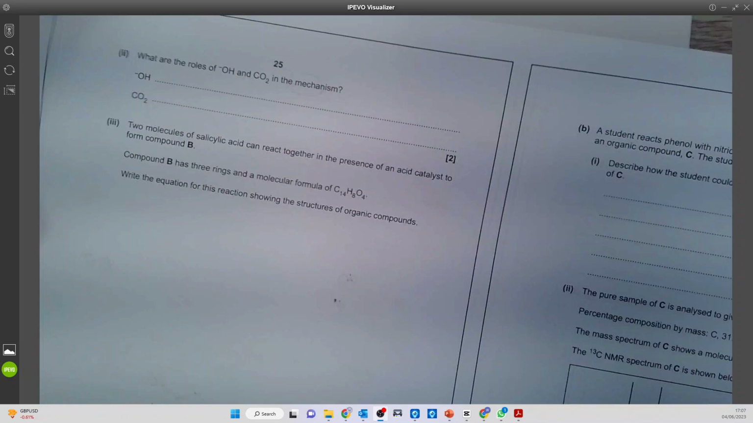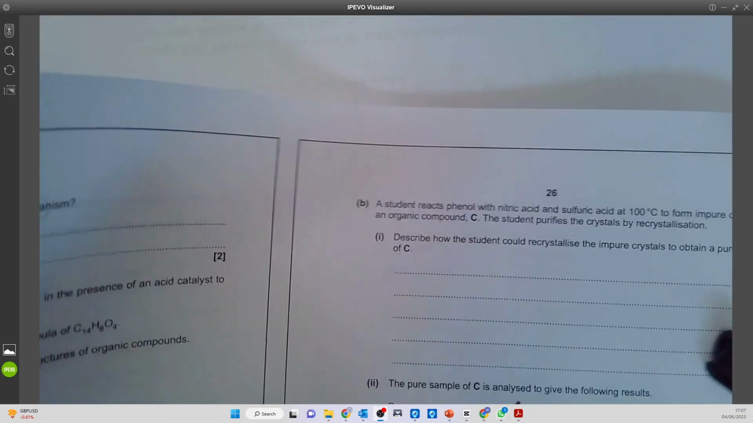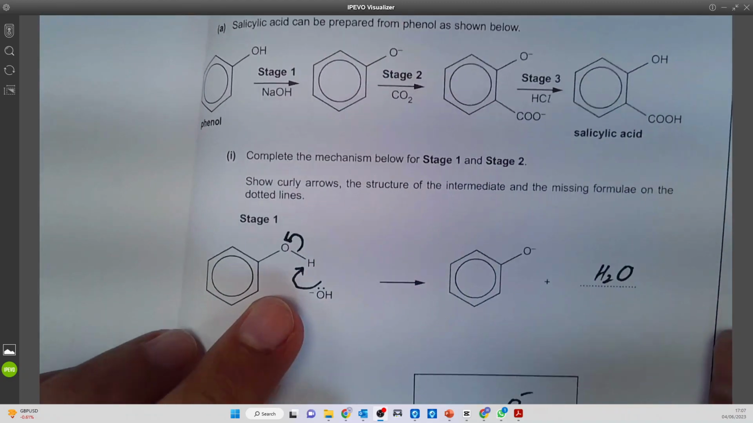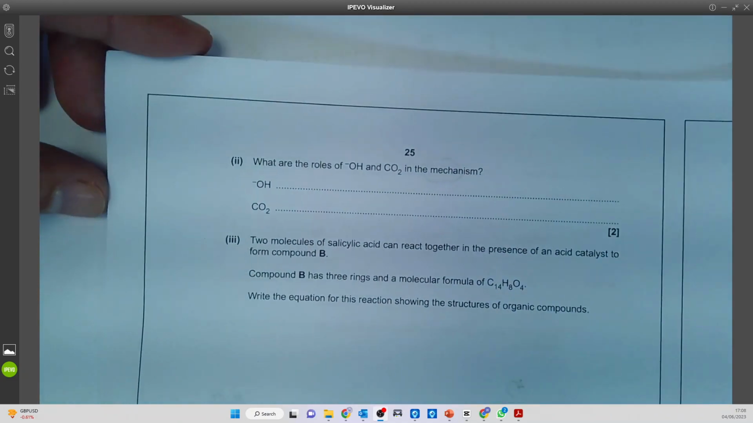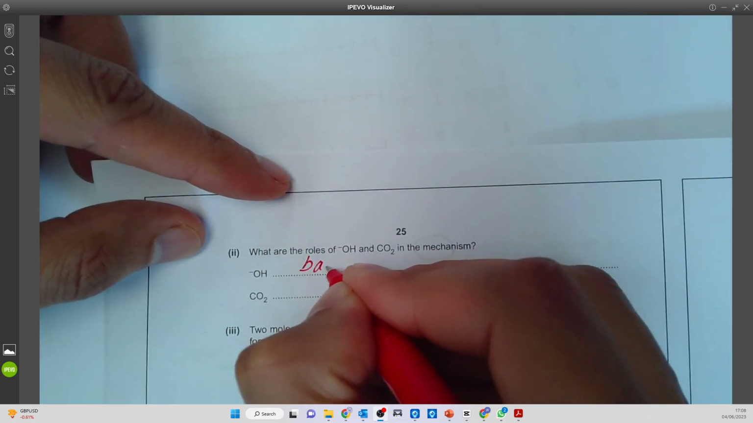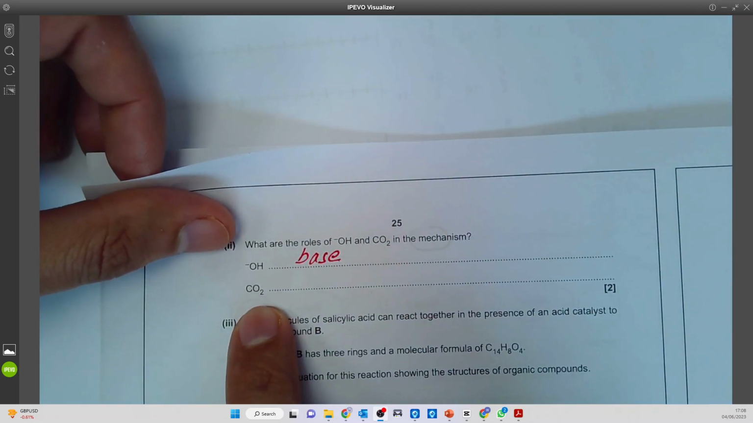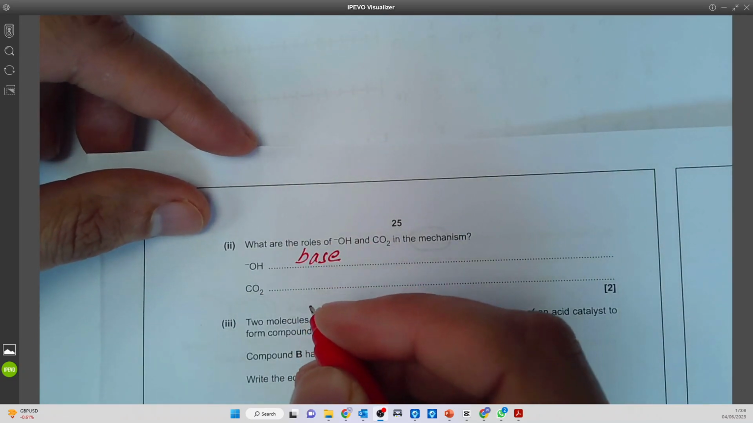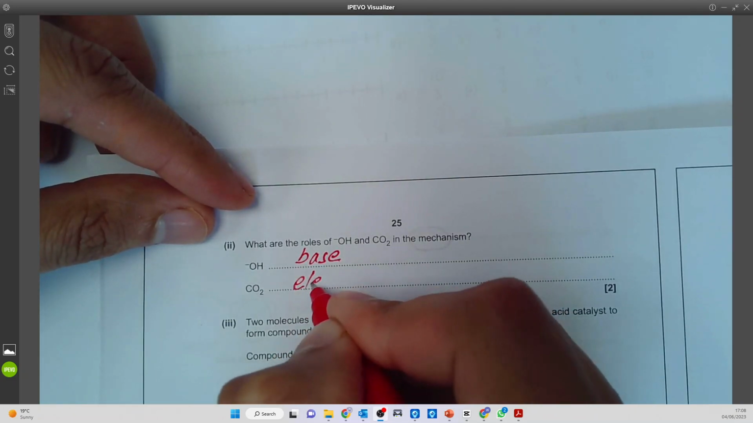Here it says now what are the roles of OH minus and CO2 in the mechanism. So if I go back, what did OH do? OH basically accepted a proton, so it is acting as an acid. No, if it accepts a proton, then it acts as a base. If it donates a proton, then it acts as an acid, so it is acting as a base. And then CO2, what did it do? It accepted a lone pair, so it is acting as a... Would it be electrophile? Because it's an electrophilic substitution reaction. It will be electrophile.